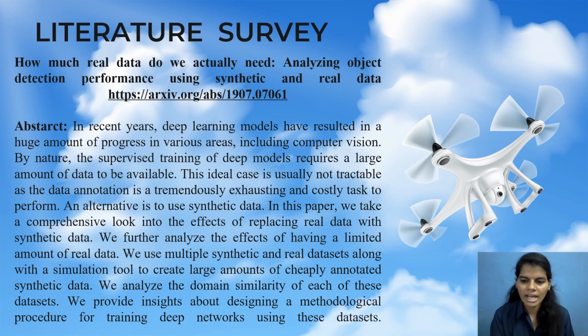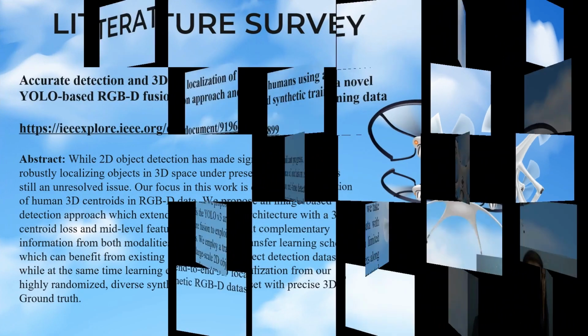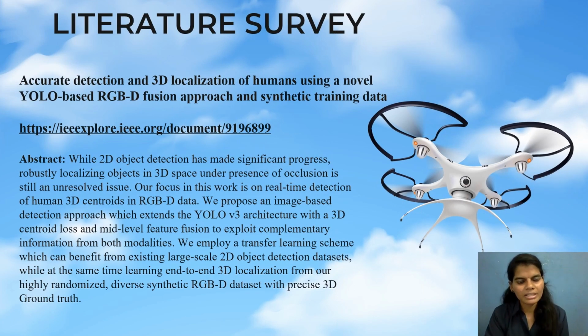Literature survey. Here I collected a few literature surveys which are similar to my project. In this paper, they discussed analyzing the object detection performance using synthetic data and real data. They tested how much real data they actually need to train the algorithm. In the second survey, they study how accurately we can detect humans using 3D localization with synthetic training data, and they use YOLO and RGB algorithms.